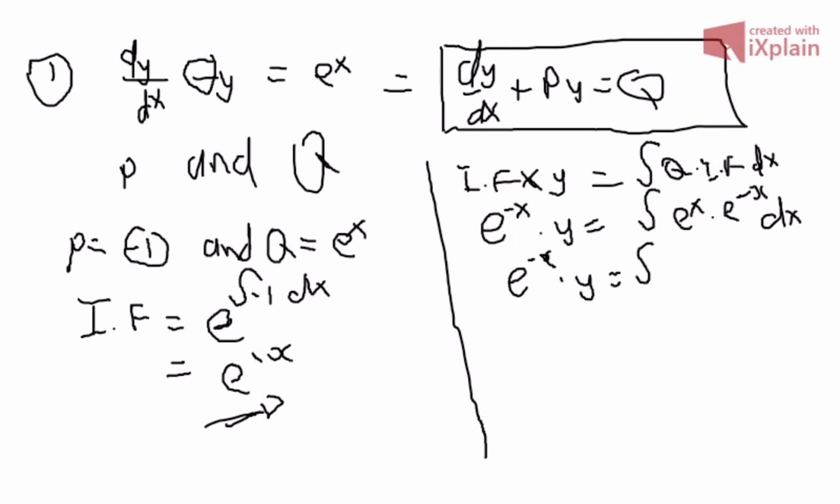Now, what is it that we need to do before we can integrate? Now we need to do maths here. If the bases are the same, we add the exponents, right? So it will be e to the power x minus x dx. Then e to the power -x y is equal to, so this one will actually be 0.